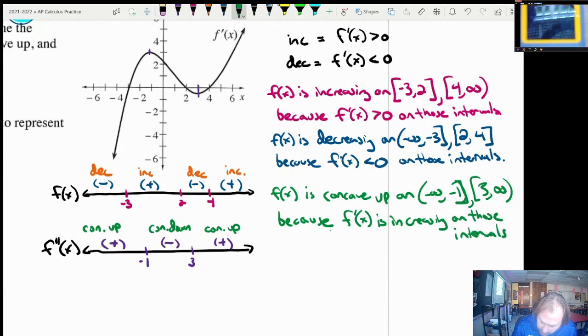Alternatively, you could say f double prime of x is greater than 0. Either way, you're signaling to your exam reader that you understand what it takes for concavity to happen. The same thing would be said about, let's see, which color haven't I used yet?